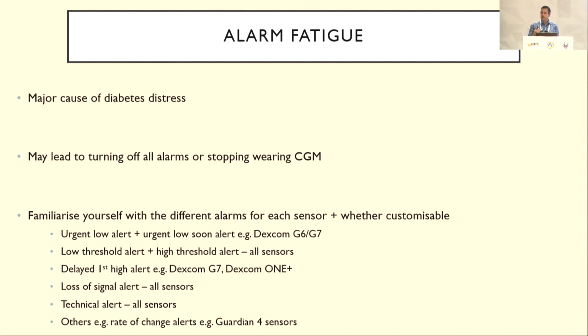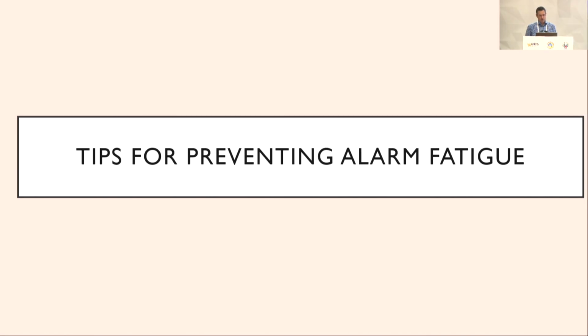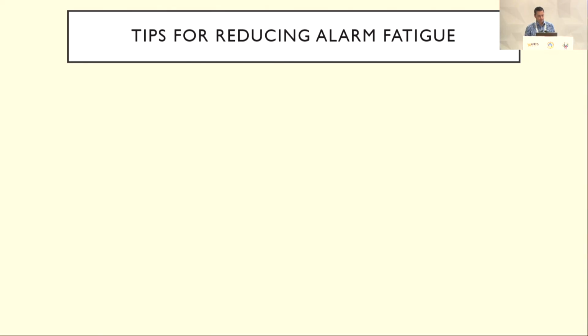All sensors have loss of signal alerts and technical alerts, such as change of sensor now. And there's also others, you may be familiar with the rate of change alerts, for example, with the Guardian sensors. So what can you do to stop alarm fatigue from happening?